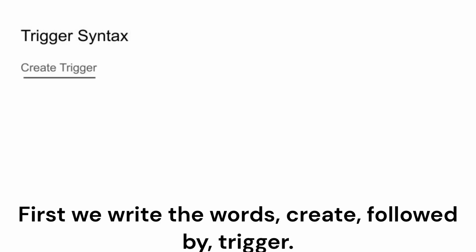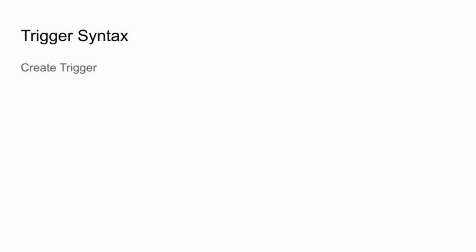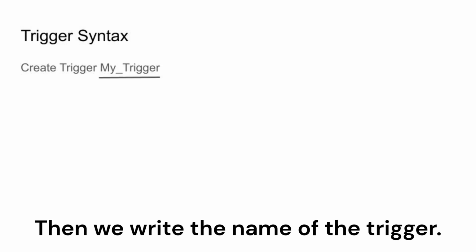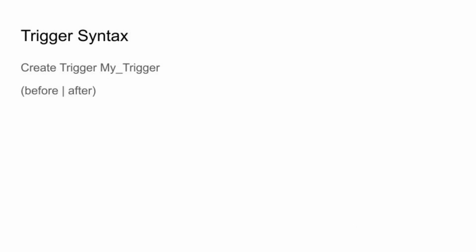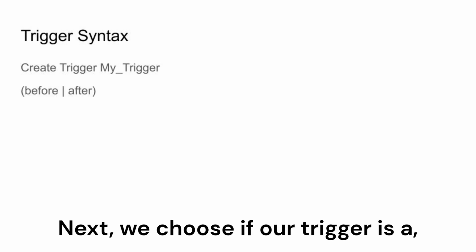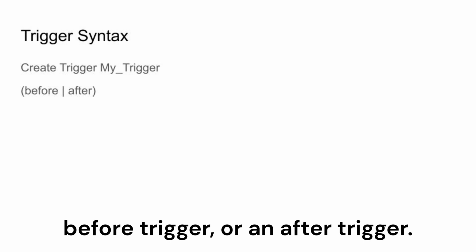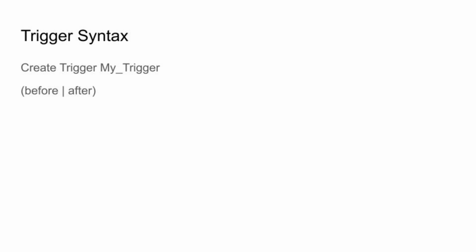First, we write the words create followed by trigger. Then we write the name of the trigger. Next, we choose if our trigger is a before trigger or an after trigger.